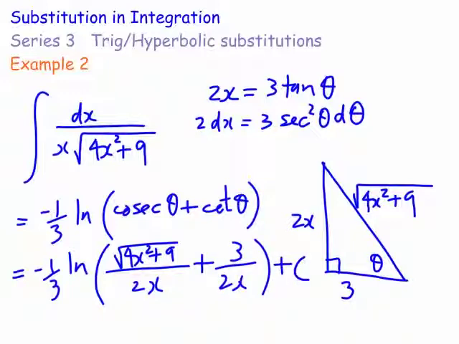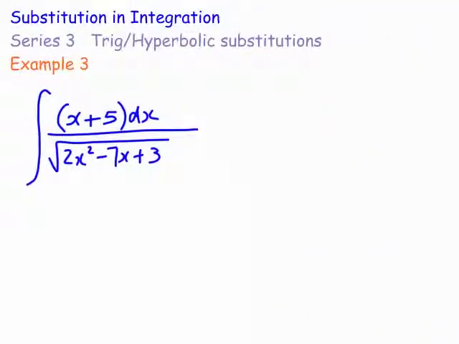You can see here we could just add the numerators there, but at this stage we just leave it as it is, and you can see here the triangle being very important to try and get some of these other values. Okay, well here we have example 3. We have x plus 5 dx all over the square root of 2x squared minus 7x plus 3.